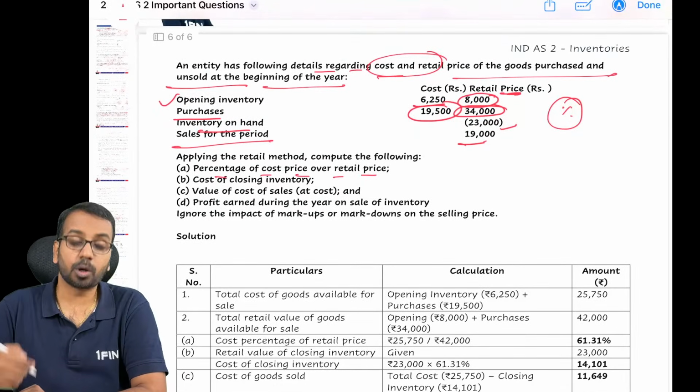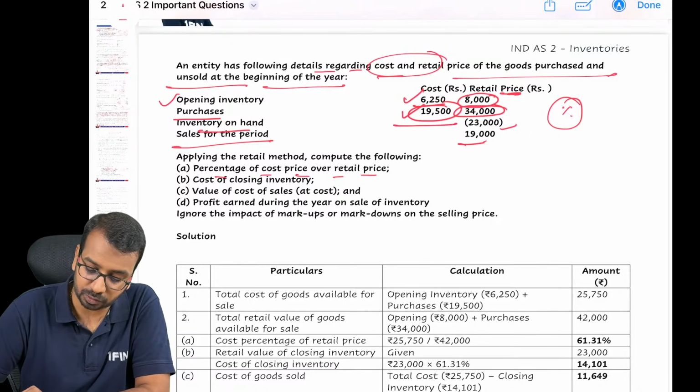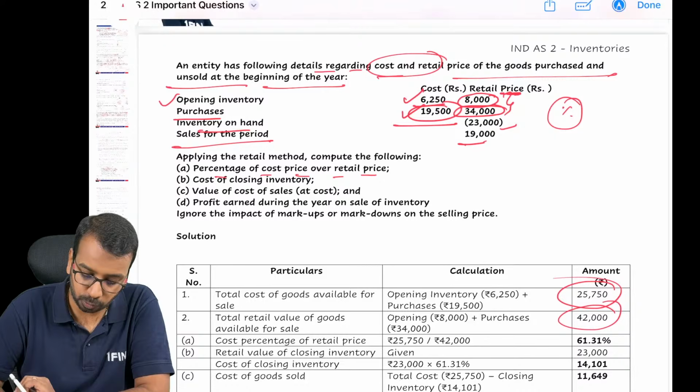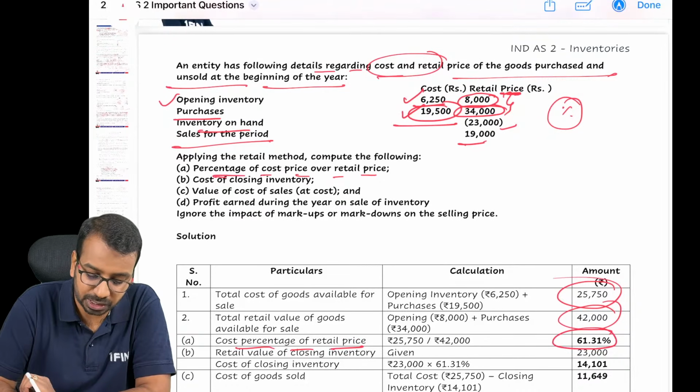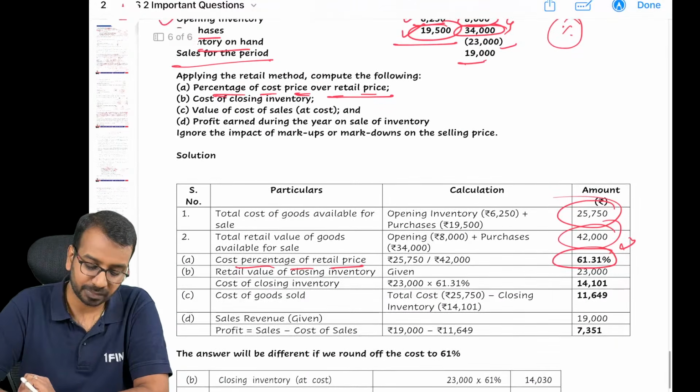We have to see what the total cost is. Total cost is 6250 and 19500, so the total cost is 25,750. Sale value is 42,000. So cost percentage of retail price is 61.31%. Percentage of cost price over retail price is 61.31%.